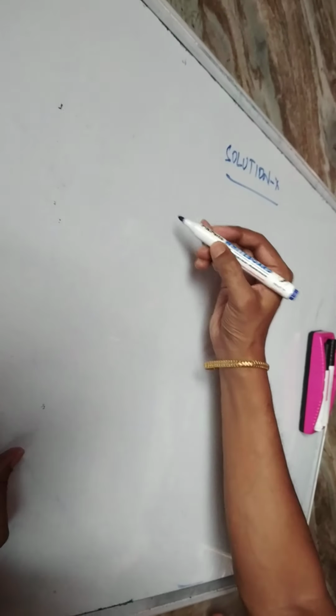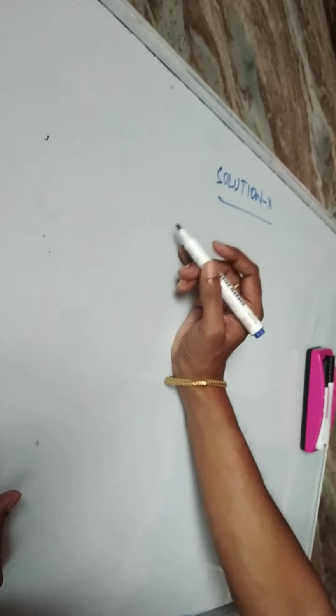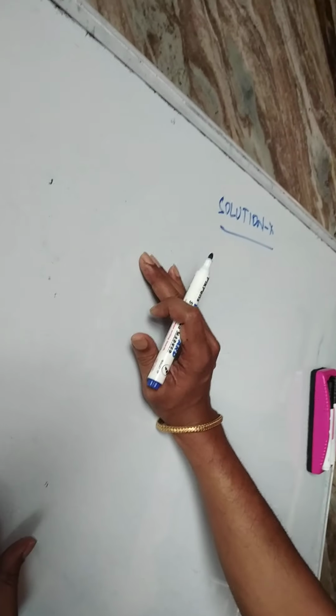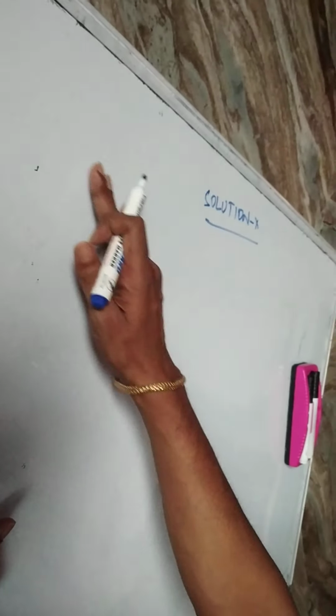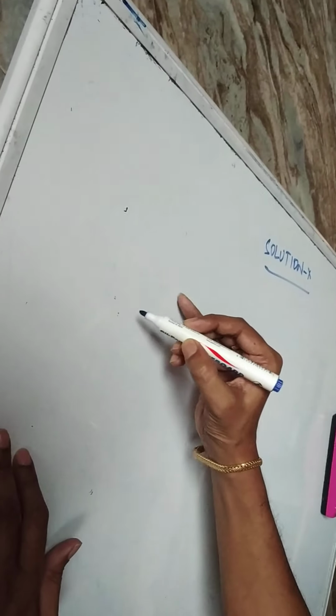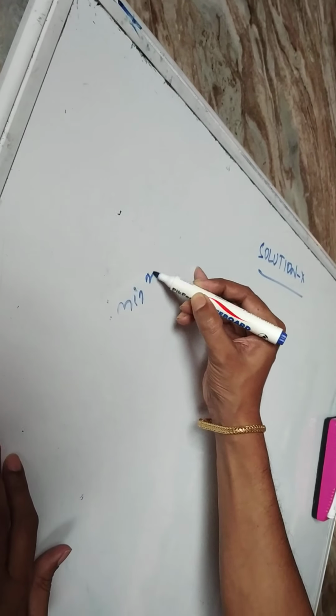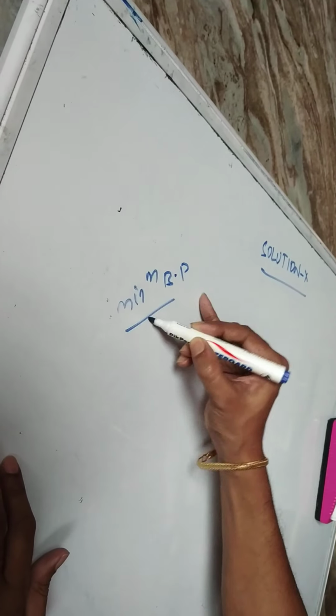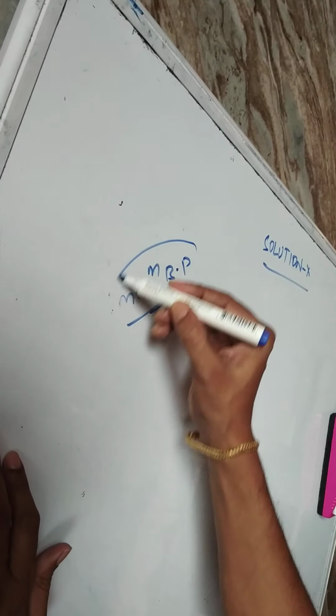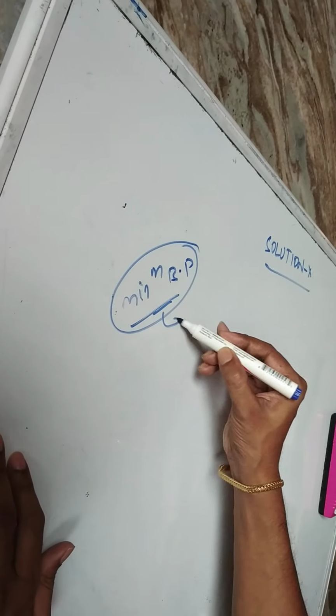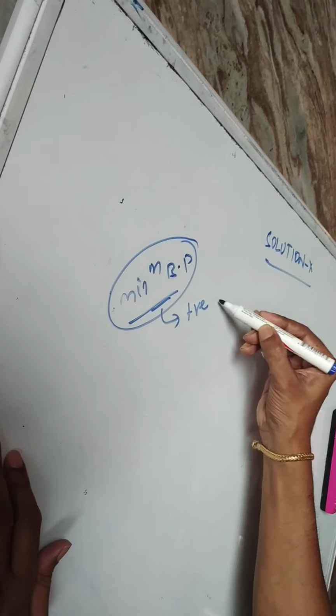For the next part of the solution, that is the graph for azeotropic mixture. Last class I told you azeotropic mixtures are of two types: one is the minimum boiling point azeotropic mixture, another is the maximum boiling point azeotropic mixture. First of all, I am going for the minimum boiling point azeotropic mixture. It is possible for a non-ideal solution showing positive deviation.